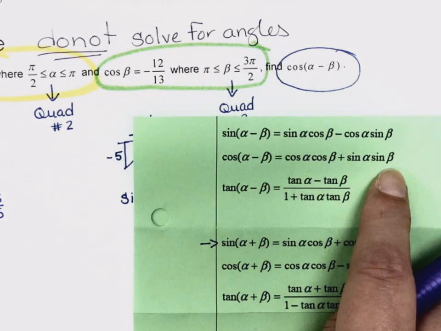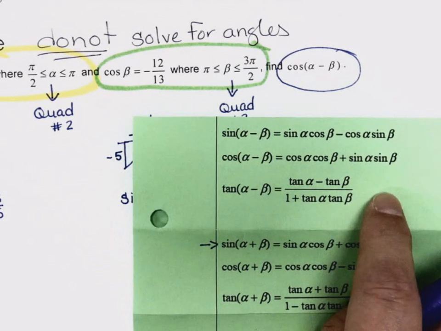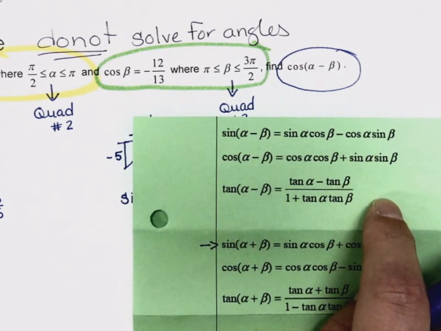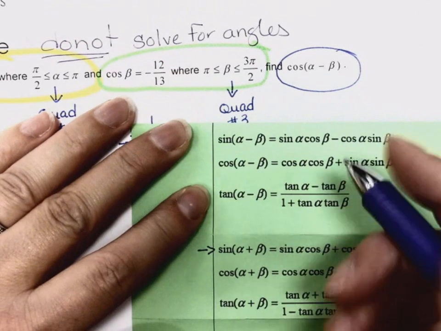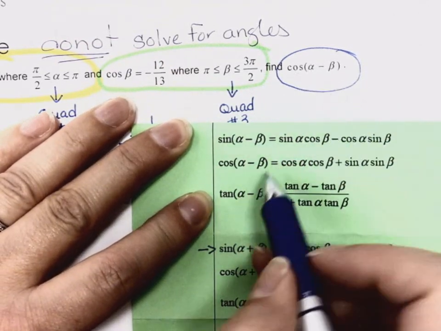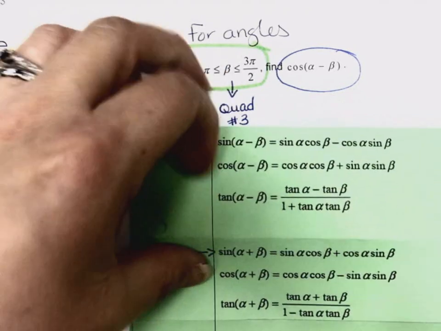Did we need to find tan? No, because there's no tans in this. If you found tan, proud of you, we just won't use that information. All right, so that's the next step of this. It's asking you to solve cos(alpha - beta). So we're using this identity, cos cos plus sine sine.